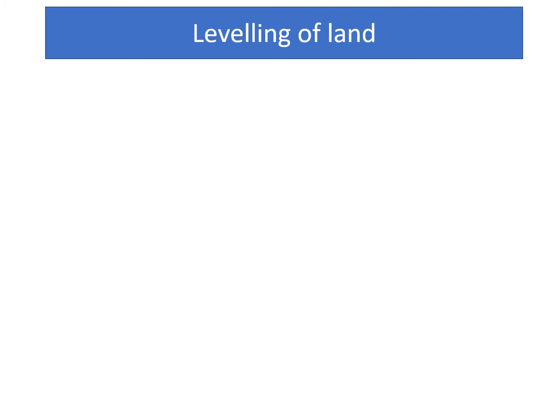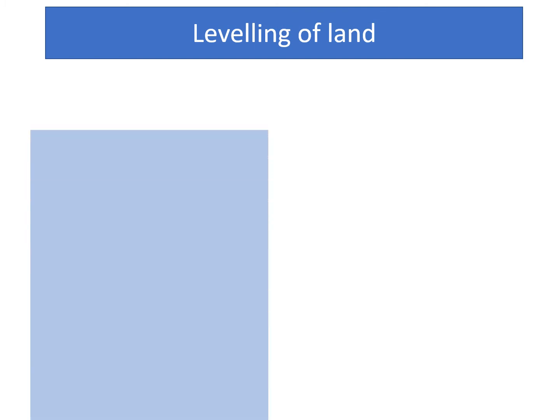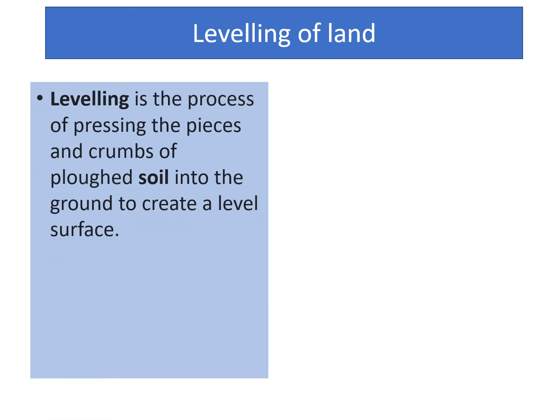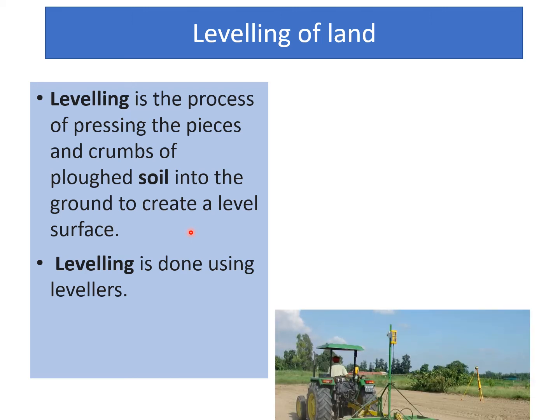After the plowing and tilling, leveling of the land is done. What is leveling? Leveling is the process of pressing the pieces and the crumbs of the plowed soil into the ground to create a level surface. And leveling is done using levelers. First, plowing is done. After plowing, this leveling is done, right? So that we can create a level ground surface, right?